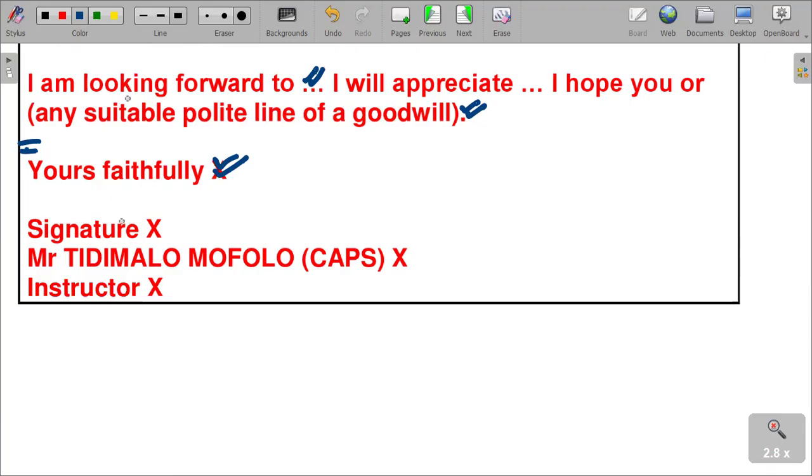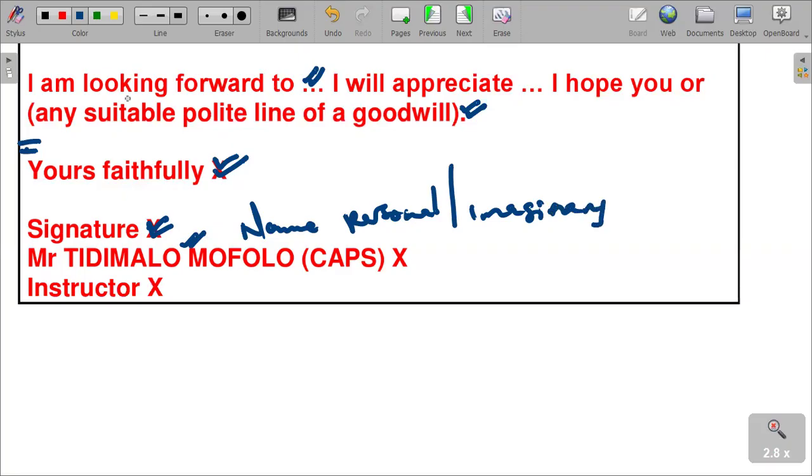Then your signature is also supposed to be there, and underneath you give your name. This name can be your personal name or any imaginary name that you can give. And it must be in caps. Underneath your signature, you put your name in caps.